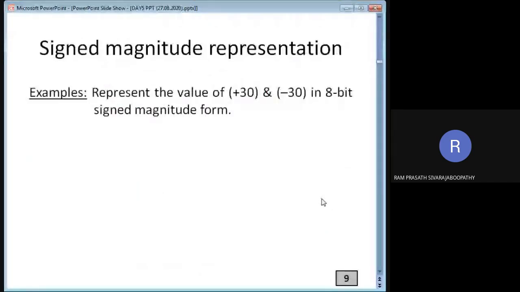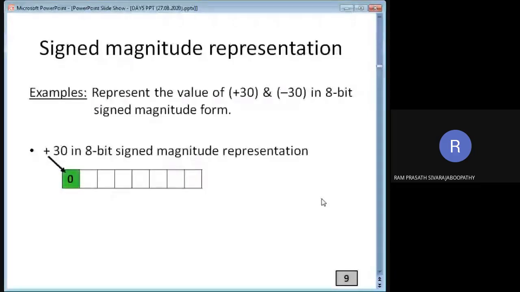Represent the value of plus 30 and minus 30 in 8-bit sign magnitude form. Type the answer for this. Yes, students, type the answer for this. I will give you a clue. Okay. Bit magnitude of the value 30. Can you find it and type it in the chat?